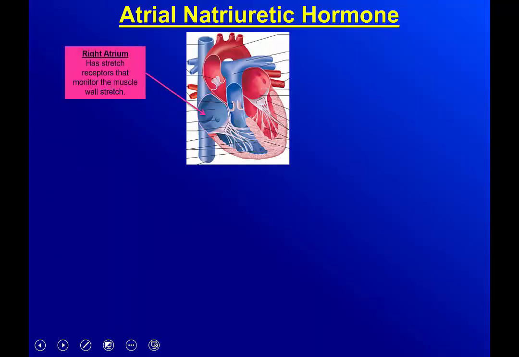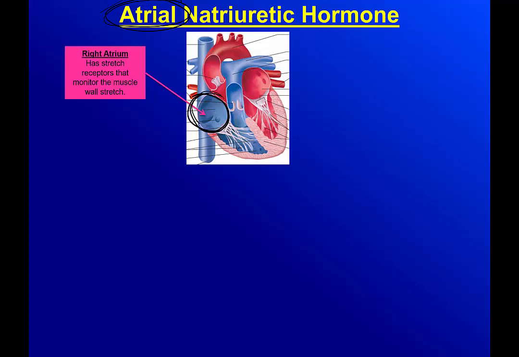Okay, atrial natriuretic hormone. So what's the atria? The atria is the top chamber of the heart, right? So in the right atrium of our heart, we have stretch receptors. They monitor how far the walls of that atria stretch. So pretty much the last two sets of hormones that we've talked about have been, I want to get water back in the body because my blood pressure is too low. This one kind of does the exact opposite.